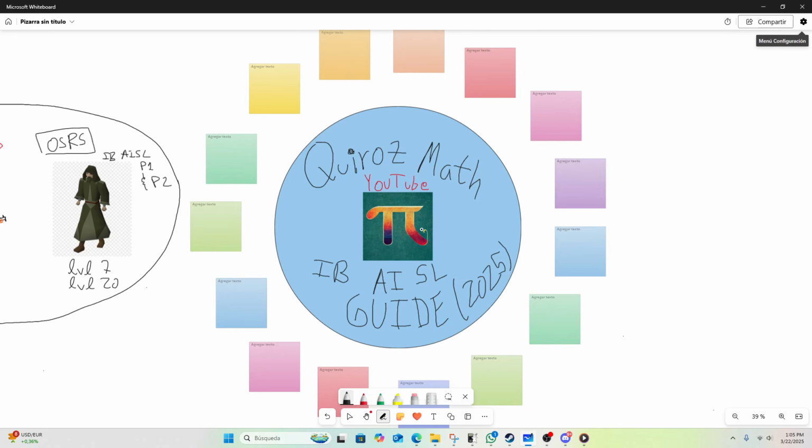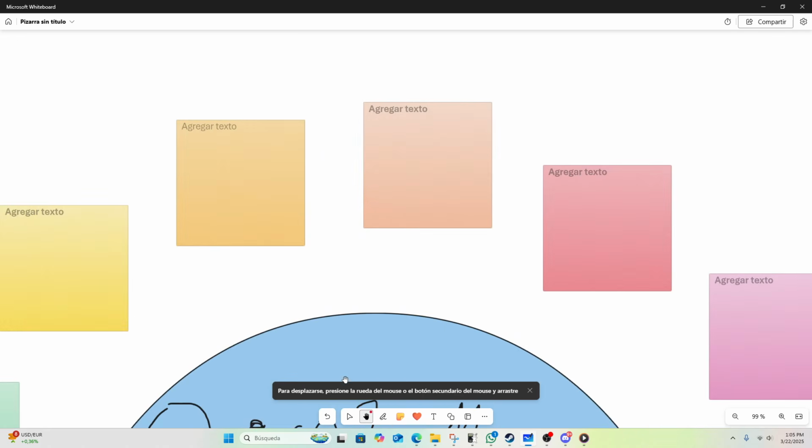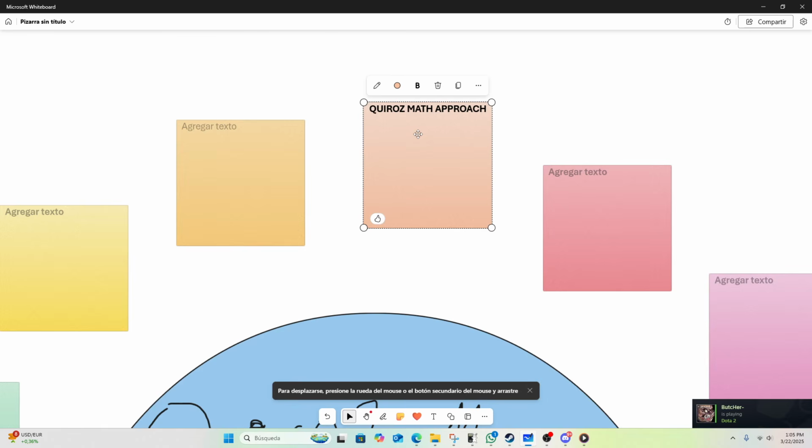That being said, enough blah blah, let's jump into it. What is this structural thing that I'm trying to explain to you, the big thing that I can share with you? The ideal approach, which is what I suggest. Some other teachers might disagree, so I'm just going to call it the Quiroz Math approach. The Quiroz Math approach is the following.